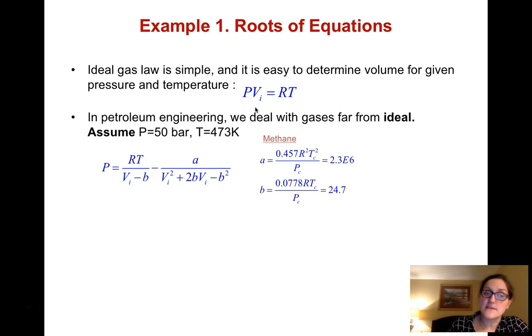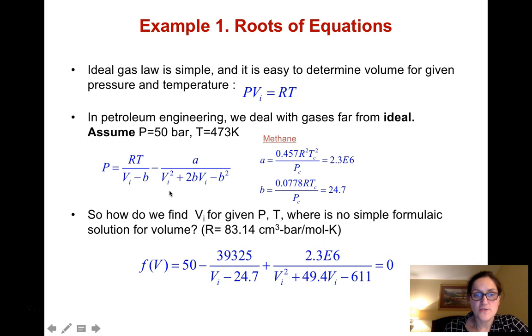Now, if you have something more complicated, such as the Peng-Robinson equation, which relates pressure, temperature, and volume in this relationship, where R is a constant here, A and B are two constants that depend on the gas itself, and R is a universal constant. Then this equation is not easy to solve. You can't simply give me pressure and temperature and I'll give you volume back. Okay? Not easily for sure. This is not easy to solve. So in that case, we don't have a formula.